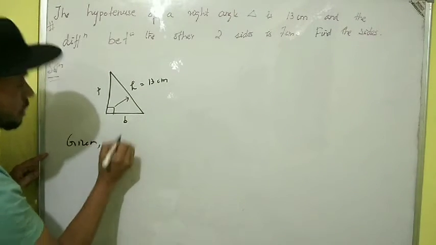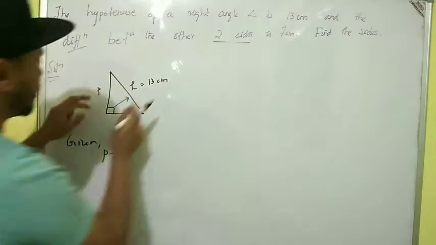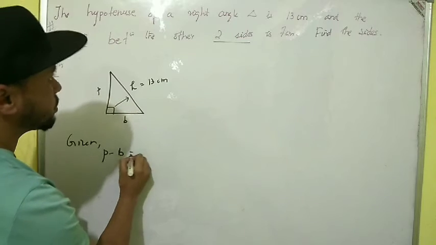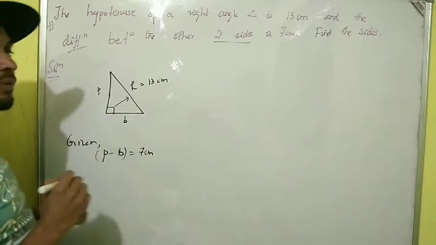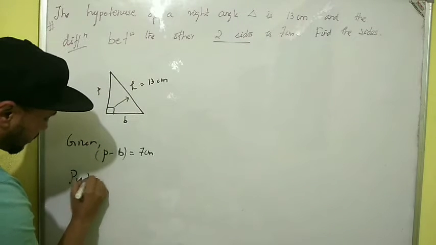P minus B. This is what the difference means: minus between the other two sides. The other two sides are P and B, that is perpendicular and base, and P minus B is equal to 7 centimeter. Now find the side. What do we have to use here? Yes, we have to use Pythagoras theorem.